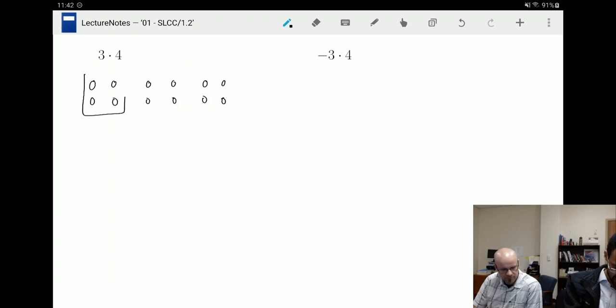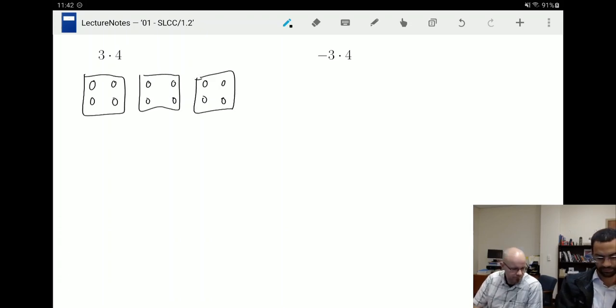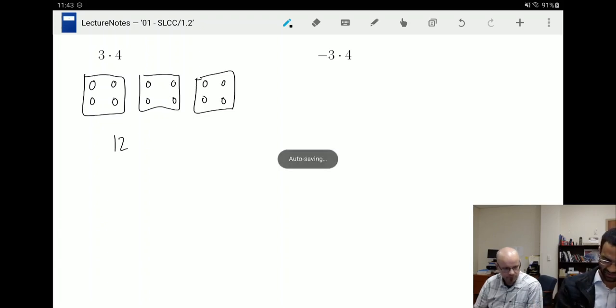All right, so we can see that. 1, 2, 3. I have 3 groups of 4, which gives us a total of 12. We have 12 dots, 12 circles, okay? I want now the opposite of 3 groups of positive 4.